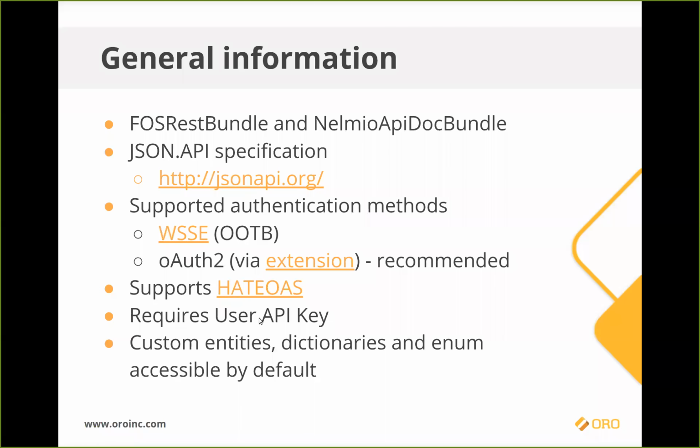It requires a user API key. This is true only if you are using WSSE authentication. If you are using OAuth, this is no longer true. And for custom entities, so those that we created on the second day through the UI, or for dictionaries or enum fields, the API is enabled by default. For an entity like the one you created for the naming type, you will have to enable this, but I will show you how simple it is.